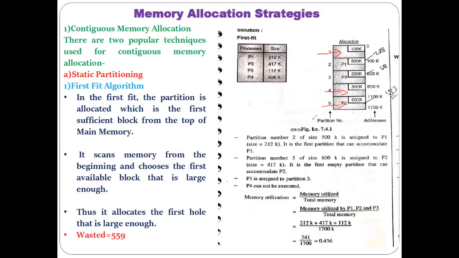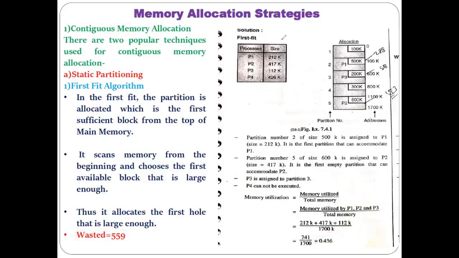Internal fragmentation and external fragmentation we will study in detail in the next lecture also. Here, just keep in mind the strategy under static partitioning and how much memory is getting wasted. You can also calculate memory utilization: memory utilized divided by total memory. Memory utilized by processes P1, P2, P3 is 212K, 417K, 112K, divided by total memory 1700K, giving a memory utilization of 0.436. So keep in mind that memory wasted in the first fit method is 559K.